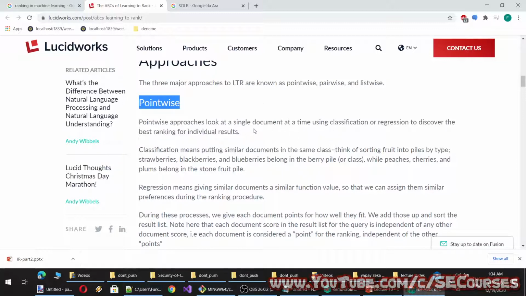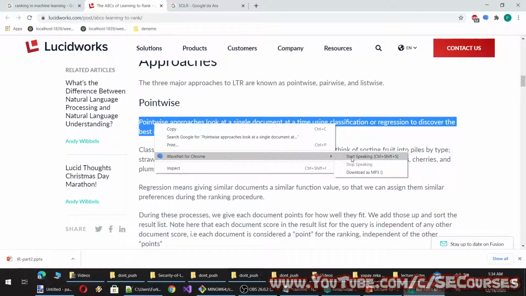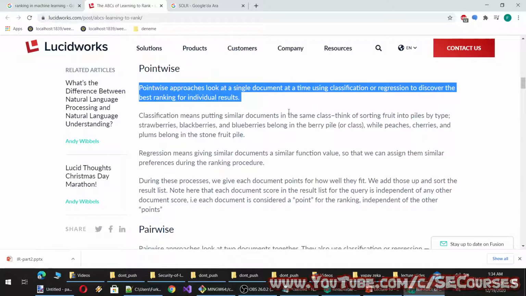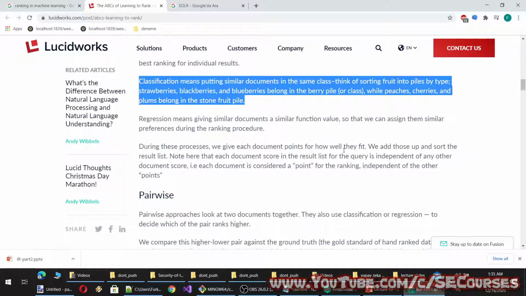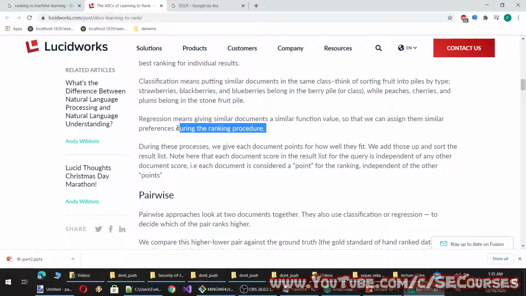Okay, so the pointwise. Pointwise approaches look at a single document at a time using classification or regression to discover the best ranking for individual results. Classification means putting similar documents in the same class. Think of sorting fruit into piles by type. Strawberries, blackberries, and blueberries belong in the berry pile or class, while peaches, cherries, and plums belong in the stone fruit pile.